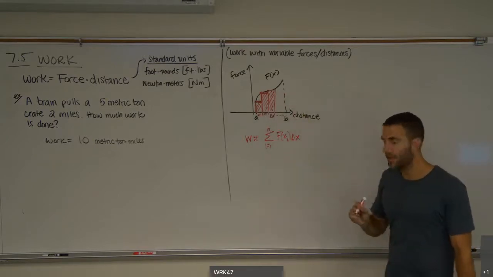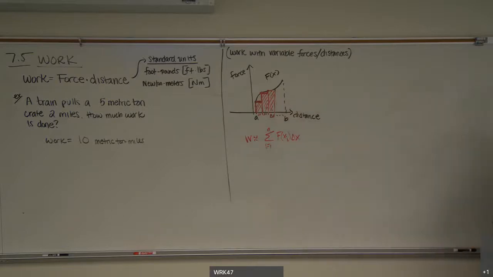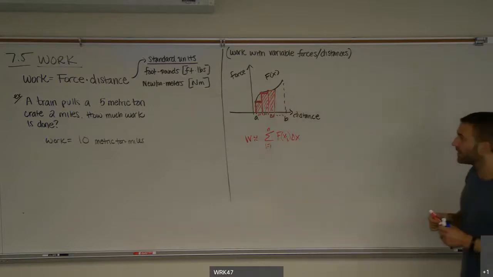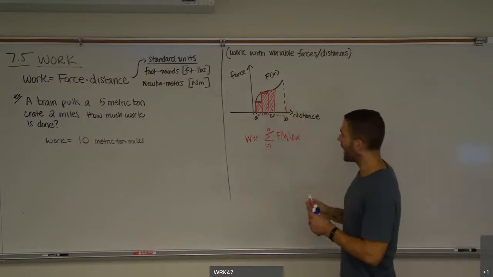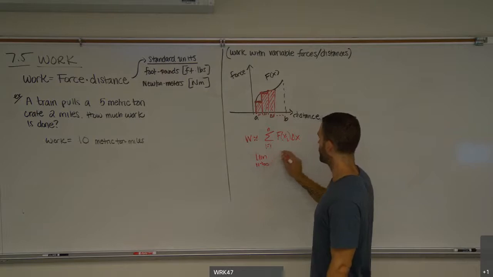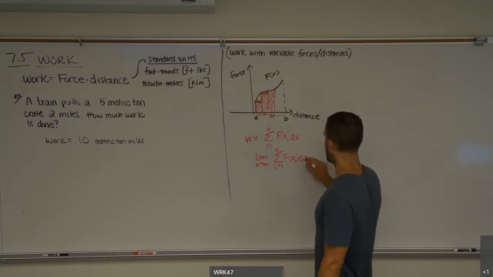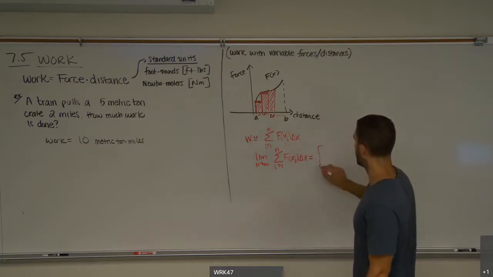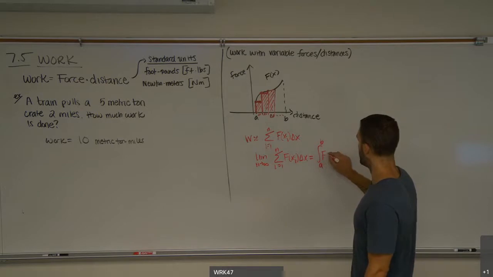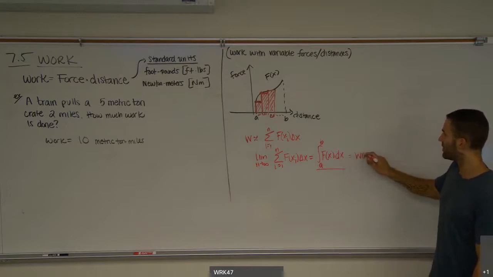Well, this looks exactly like a definite integral. In fact, it is, and that's why it's a very nice example of integration. Because to get the actual work done, I would need to take the limit as n goes off to infinity. And funny enough, if I take the limit as n goes off to infinity, that is by definition a definite integral from A to B, the force function f of x dx. This is now equal to the work done from A to B.